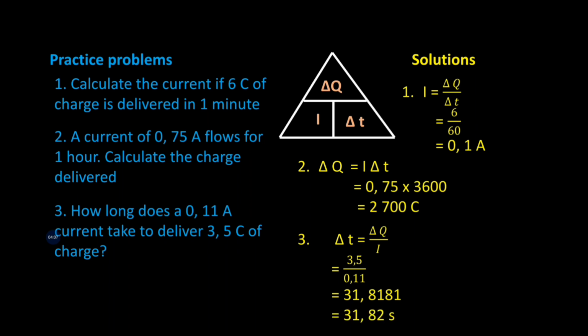Remember to round off to 2 decimal places. Look at the third number after the decimal point. If that number is greater than 5, round up the number on the left of that number. In this case, the third number on the right of the decimal point is 8, and it's greater than 5, so we need to round off the 1 on the left hand side to a 2. So we end up with 31.82 seconds.